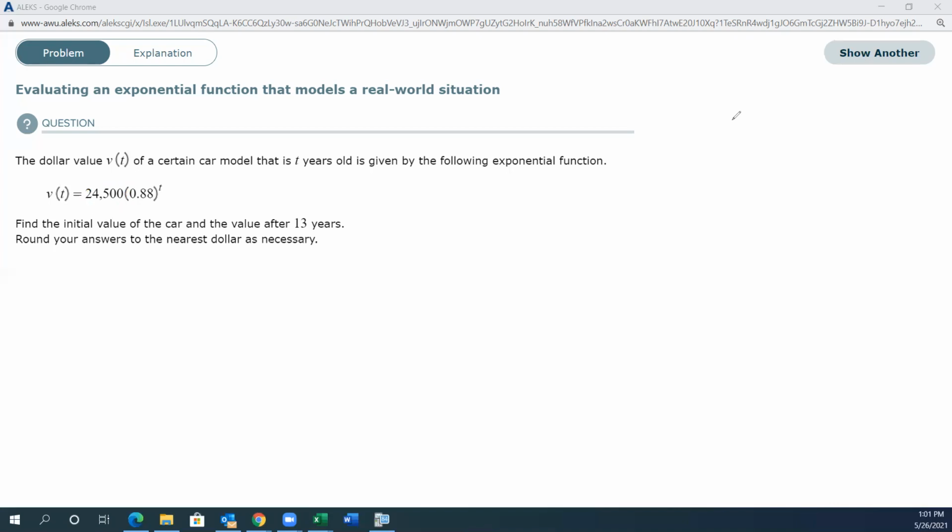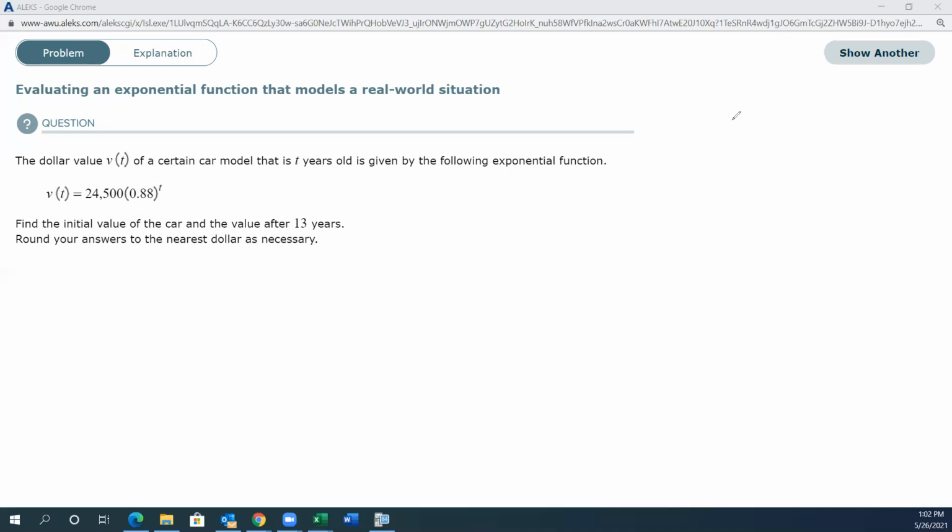And this number here that's being raised to the t power, the base of the exponent, tells you what percent of the current value, which starts out at 24,500, you retain each year. So you're only going to retain 88% of the value, which means you've lost 12%. Okay, so that's what's going on there.